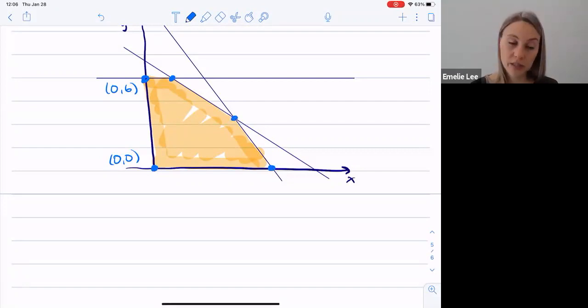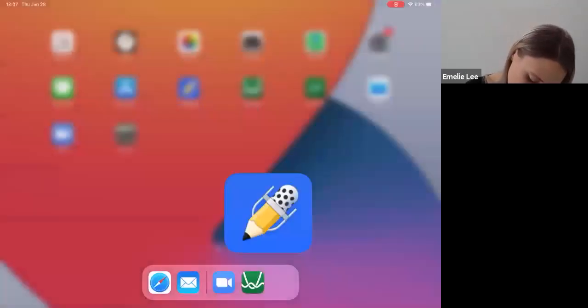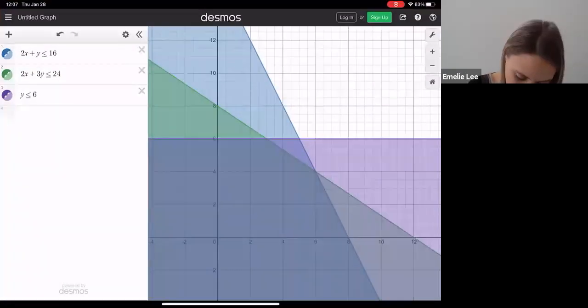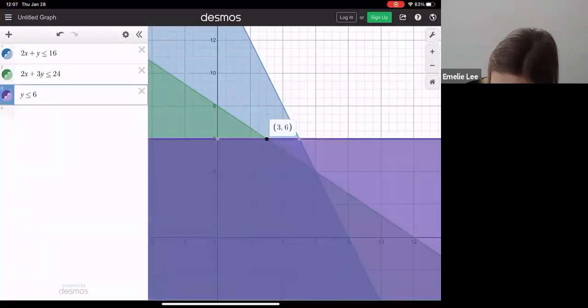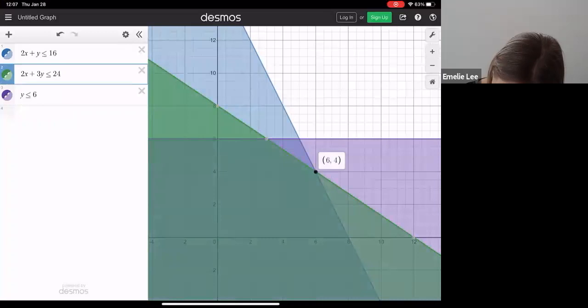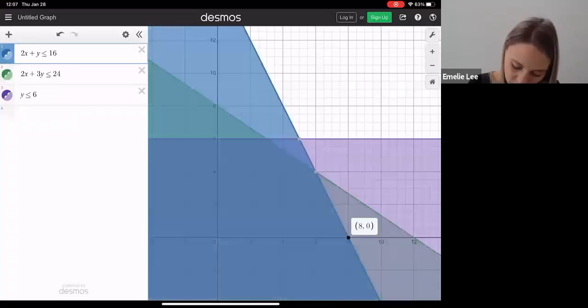Which you can do by hand, right? By finding the points of intersection of this line and this line, of this line and this line, and obviously you'd have to label them and everything, and then find the x-intercept of this line. Okay, but we're skipping straight to the good stuff. I get carried away sometimes. 3, 6, and 6, 4, and 8, 0.